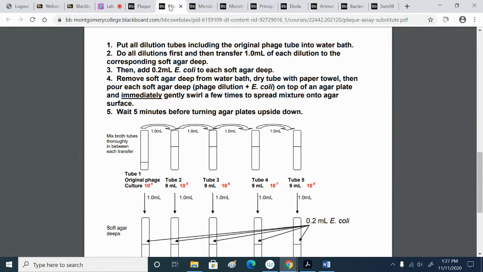What's 1 to 10 exponentially? One divided by 10 equals what?